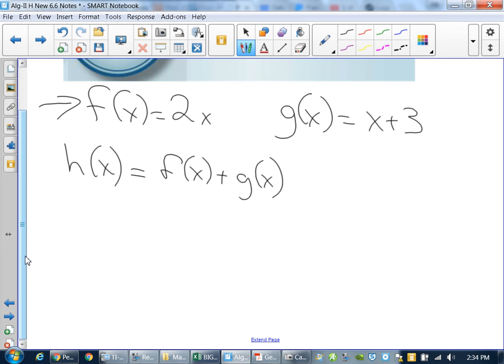What is your f of x equation? What's your g of x? What's 2x plus x plus 3? So your new function is 3x plus 3.